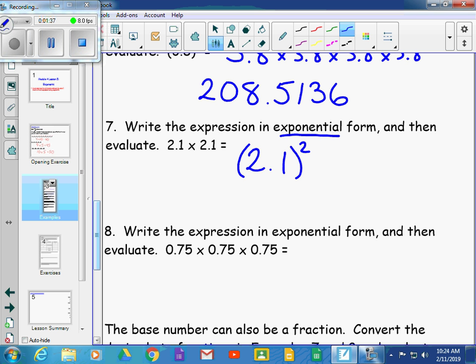There's a quick way to do this on your calculator, but it can only be used with exponent 2. If you want to try it with me, you go 2.1, and there should be a button that looks like an x squared right below your exponent button that you had before, and then hit equals. And you'll find that it evaluates to 4.41. Remember, evaluate means to find the final answer.